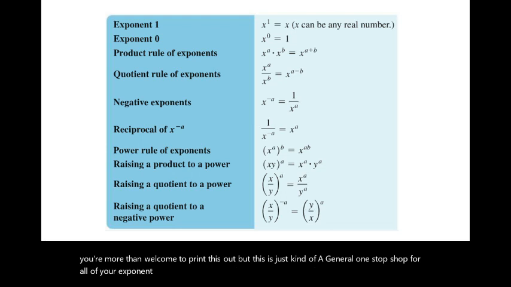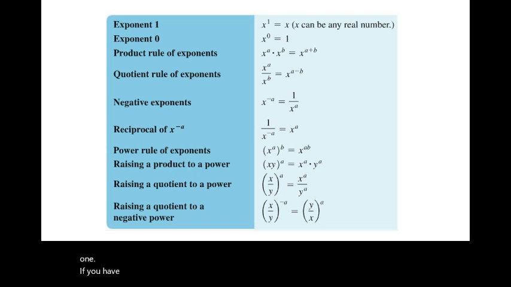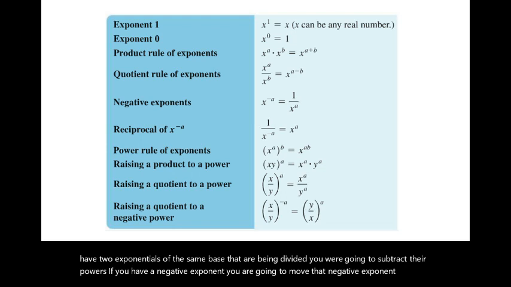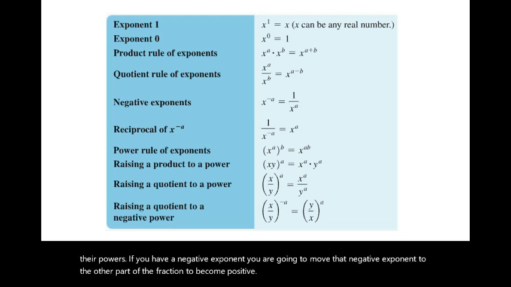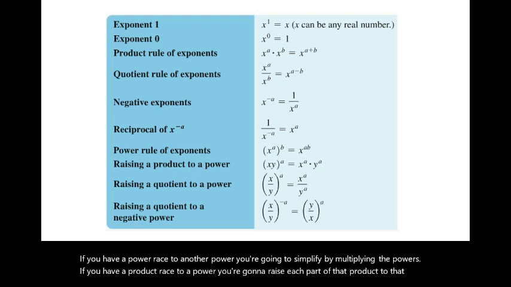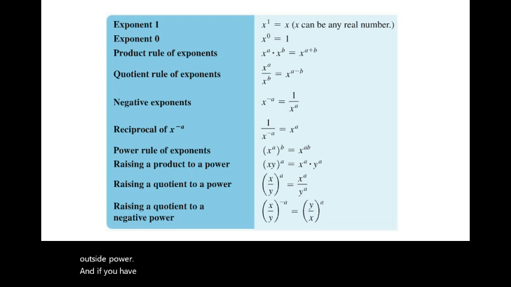Anything raised to the power 1 is itself. Anything raised to the power 0 is 1. If you have two exponentials that are being multiplied together, you can add their powers. If you have two exponentials of the same base that are being divided, you are going to subtract their powers. If you have a negative exponent, you are going to move that negative exponent to the other part of the fraction to become positive. If you have a power raised to another power, you're going to simplify by multiplying the powers. If you have a product raised to a power, you're going to raise each part of that product to that outside power. And if you have a quotient raised to a power, you're going to raise both the top and the bottom to that outside power.